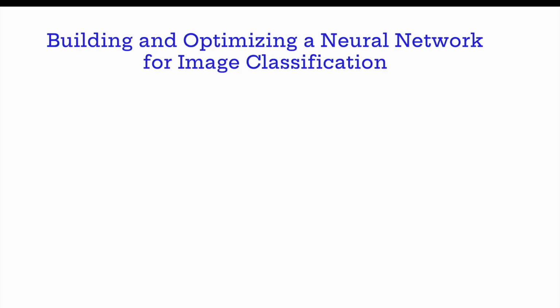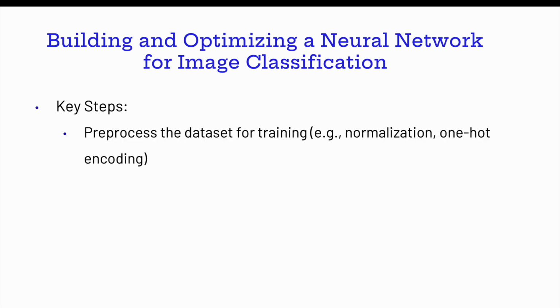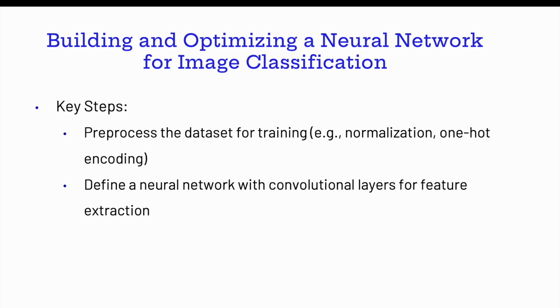Let's talk about building and optimizing a neural network for image classification. The key steps are, first, pre-process the dataset for training, for example normalization and one-hot encoding. Next, we're going to define a neural network with convolutional layers for feature extraction.